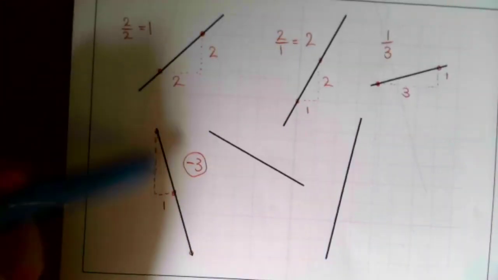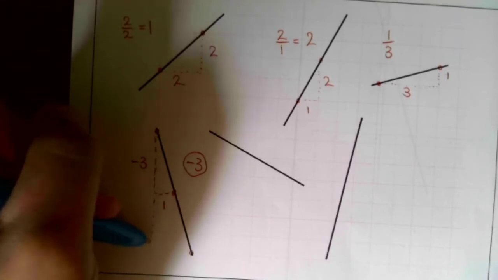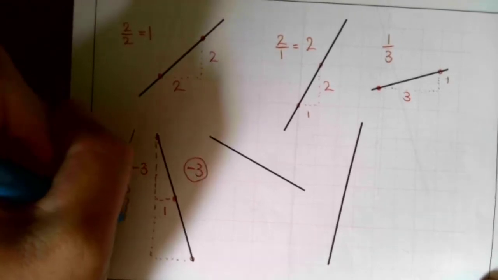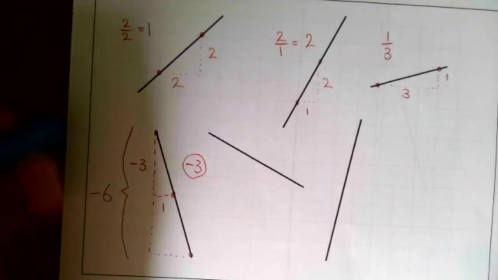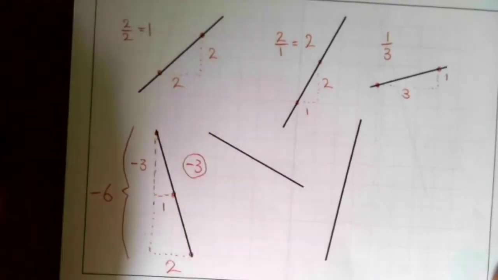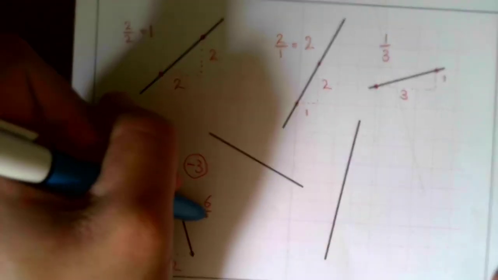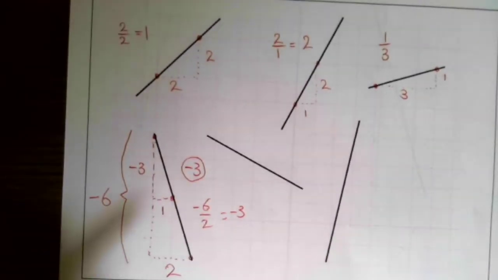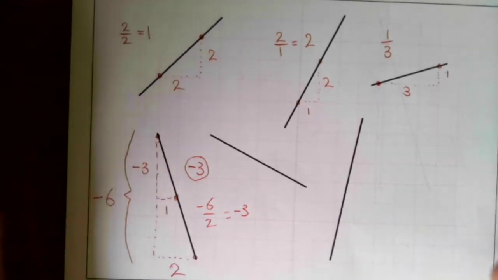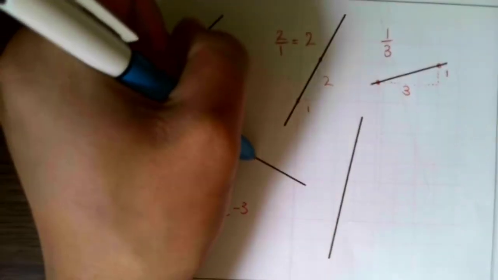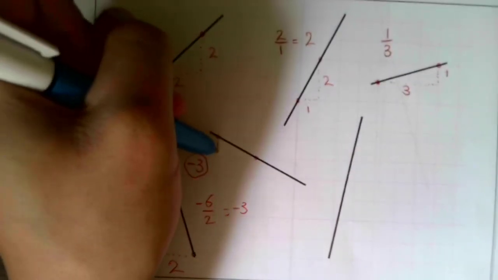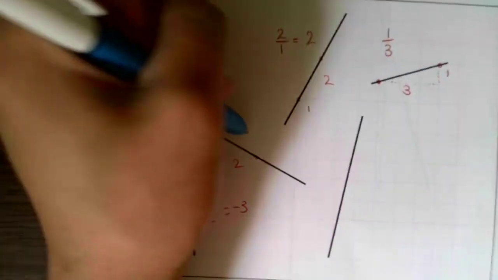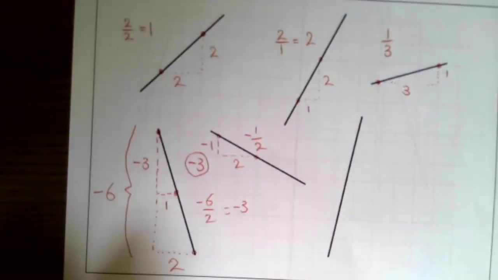What happens if I pick this point and this point here? Okay, so this is going down by 6. So that's -6/2, which simplifies to -3. So we can see that it doesn't matter the distance apart because this is a ratio. Okay. Now the next one. This is a shallower gradient, isn't it? I've got 1, 2. Remember that's a -1 because it's going down. So that's going to be -1/2 or -0.5.